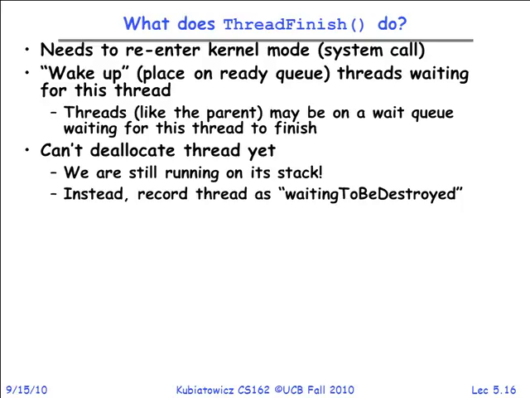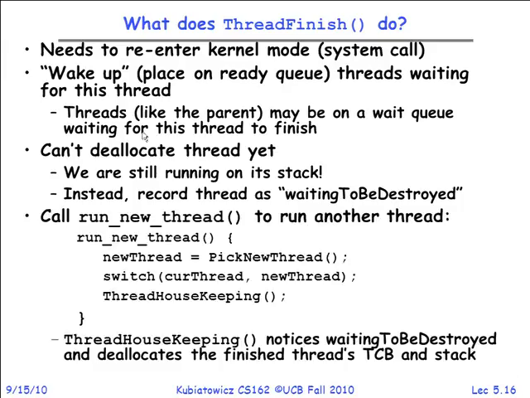So what happens, so thread finish has re-entered kernel mode, woken up any threads that are waiting for it to finish, and then it executes run new thread. So it picks a new thread, calls switch, and then calls thread housekeeping, which at that point we're running on a different stack, and we can notice that waiting to be destroyed is there, and we can deallocate the thread. So we've had to actually switch into somebody else's stack and then execute thread housekeeping, and then we're done.